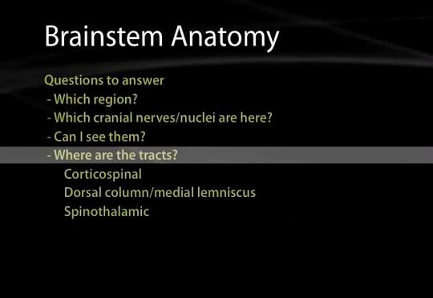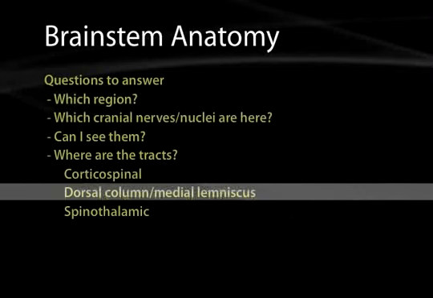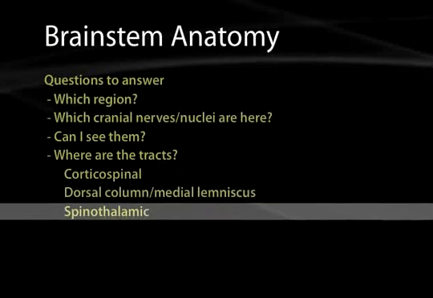The third thing is, where are my three important tracts here? Those are the three high-yield tracts that we've talked about in the spinal cord, and we're going to talk about these in the brainstem. The three tracts are corticospinal, the dorsal column / medial meniscus, and the spinothalamic. In the brainstem, the dorsal columns will be called the medial meniscus, but I like to link them together so that you'll never forget that the dorsal column and medial meniscus are always the same system, okay?